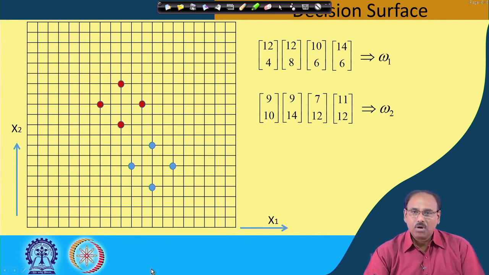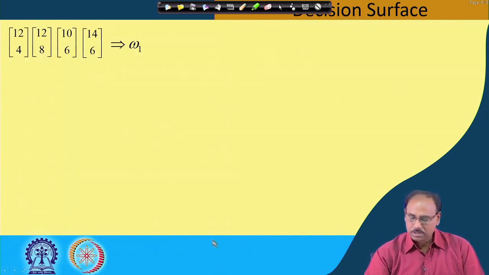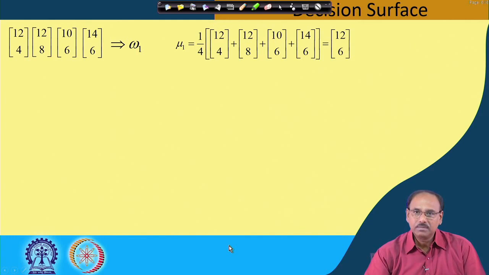These are the points we call training samples, because using these feature vectors I am going to train my classifier, and that is the learning in this particular case. So, I have a set of points from class omega 1 and another set of points from class omega 2. Now, first I consider the points taken from class omega 1 and compute the mean vector mu 1, which is simply the average of all these vectors taken from class omega 1, and that mean vector comes out to be (12, 6).